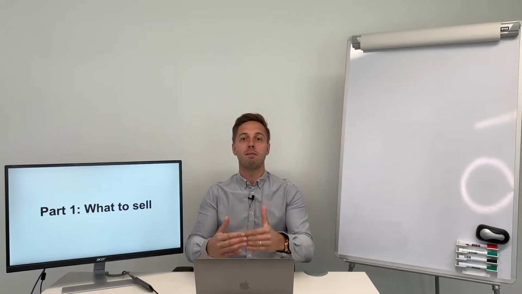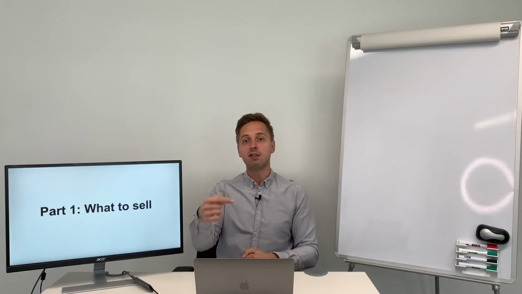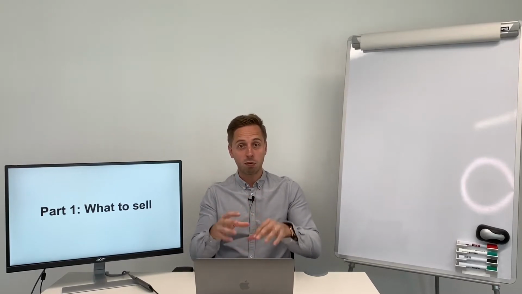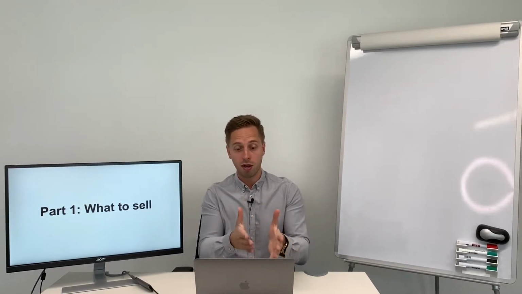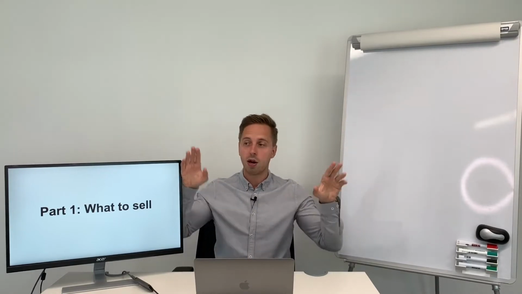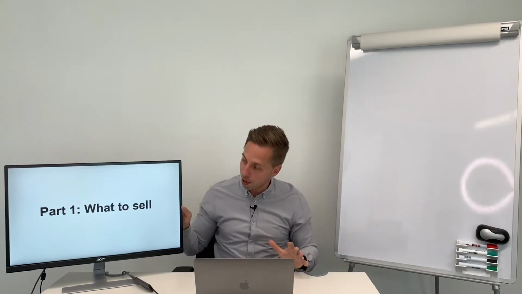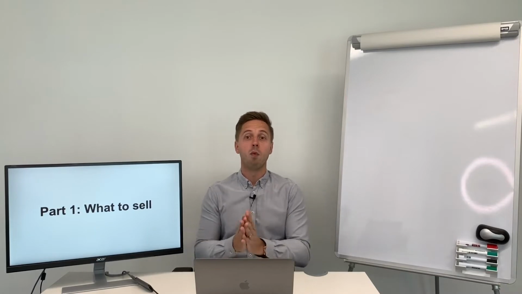How am I going to get the money? How am I going to get paid into my bank account? And that starts with having something to sell, or having your thing. Let's call it, in inverted commas, your thing. Your thing of what you want to sell.